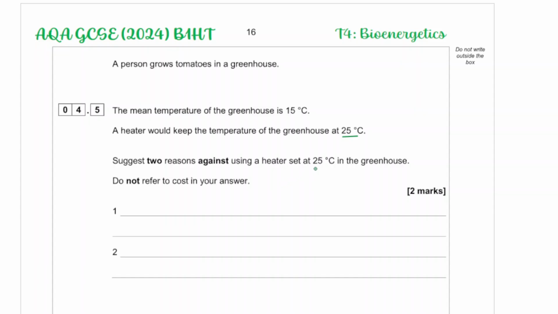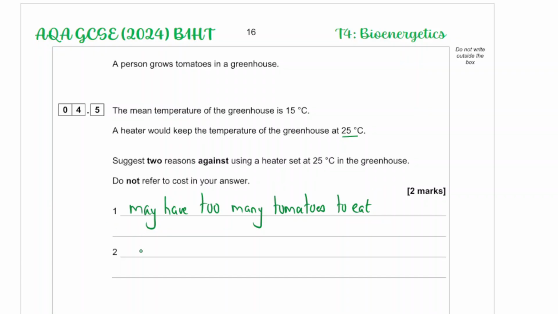Well, if you increase the temperature from 15 to 25, the rate of photosynthesis is going to be higher. If the person is trying to grow tomatoes, that means you're going to have a whole lot of tomatoes as well. So may have too many tomatoes, which could be a problem to eat. Well, if you're trying to sell it, then it should be a problem, isn't it?